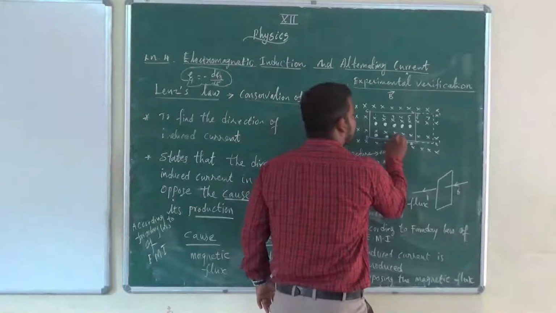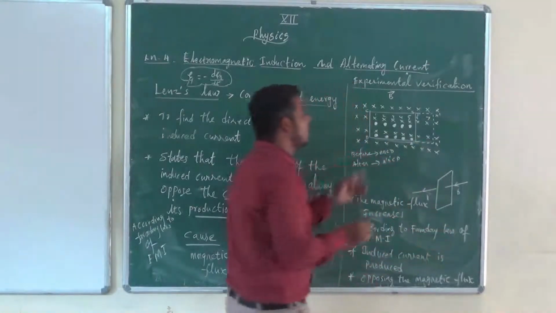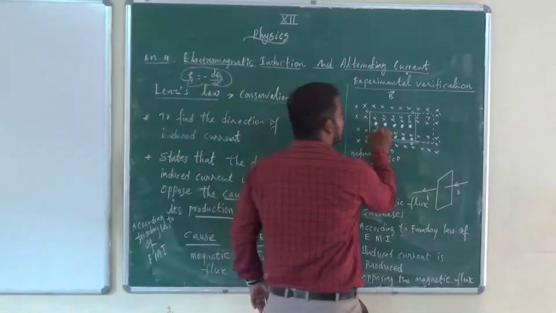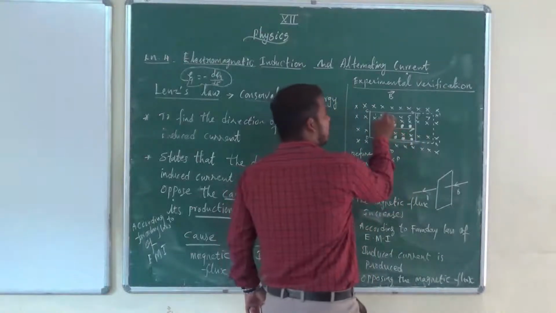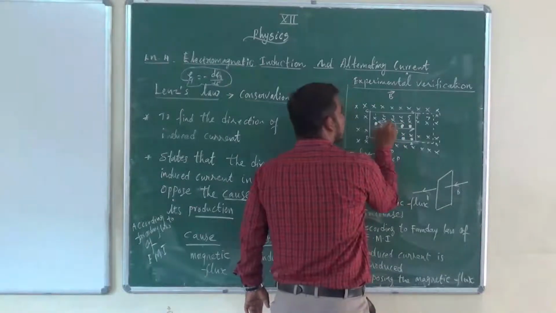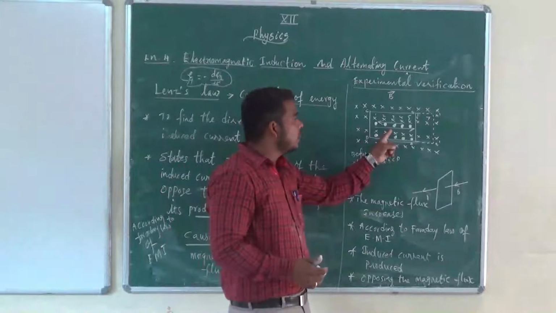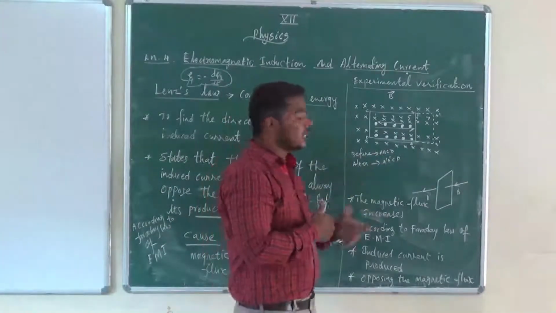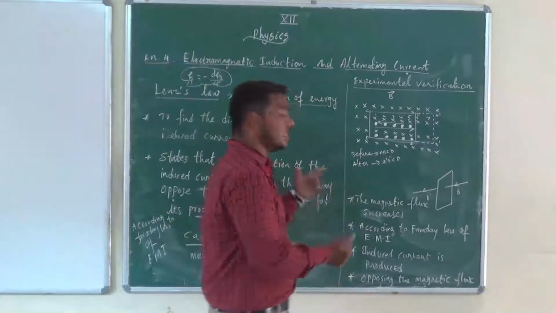The magnetic field is opposite to the original magnetic field. This is the direction of the magnetic field produced by the induced current. This arrow mark is the direction of the magnetic field we created. The induced current producing the magnetic field is responsible for opposing the increasing magnetic field.